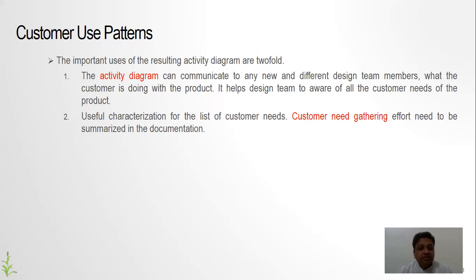Customer use patterns. The important uses of the resulting activity diagram are twofold. The activity diagram can communicate to any new and different design team members what the customer is doing with the product. It helps the design team be aware of all the customer needs of the product. It is a useful characterization for the list of customer needs. The customer need gathering effort needs to be summarized in documentation.